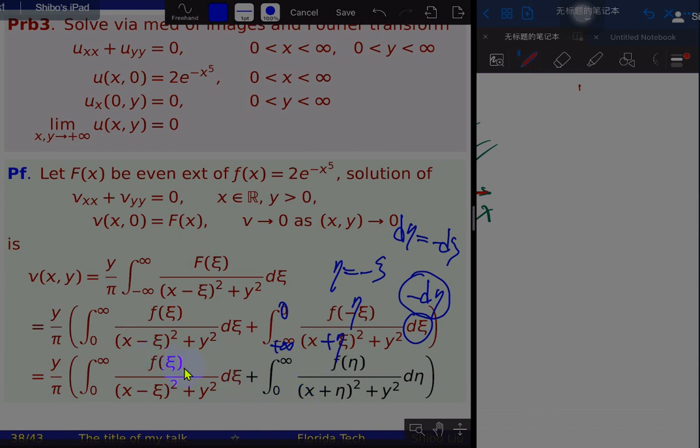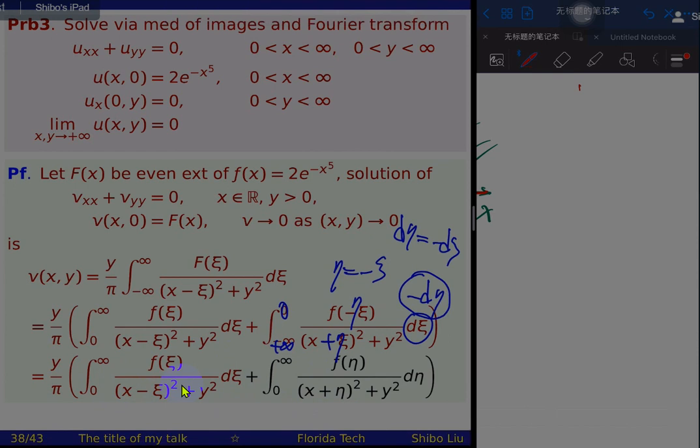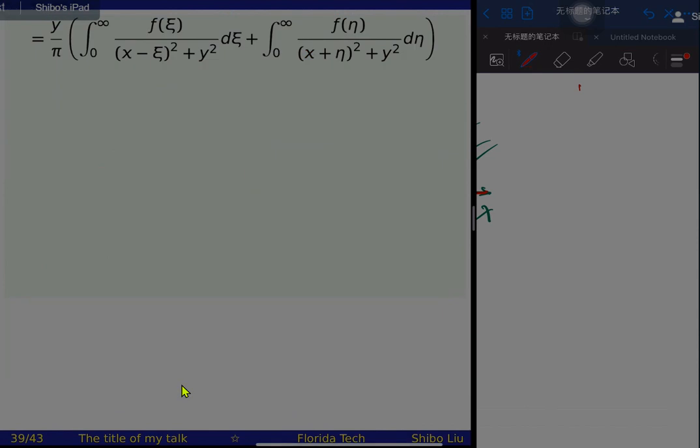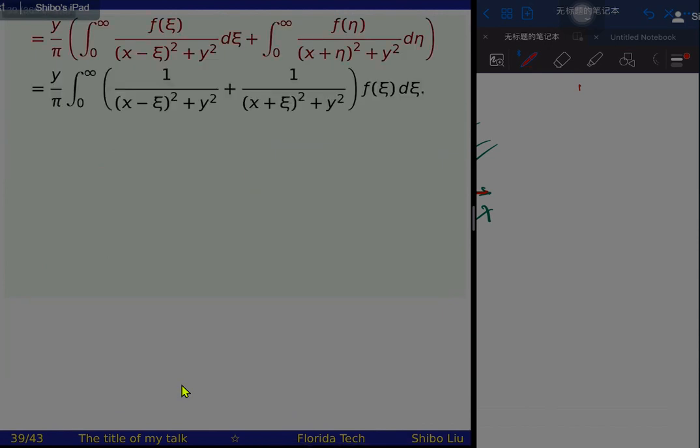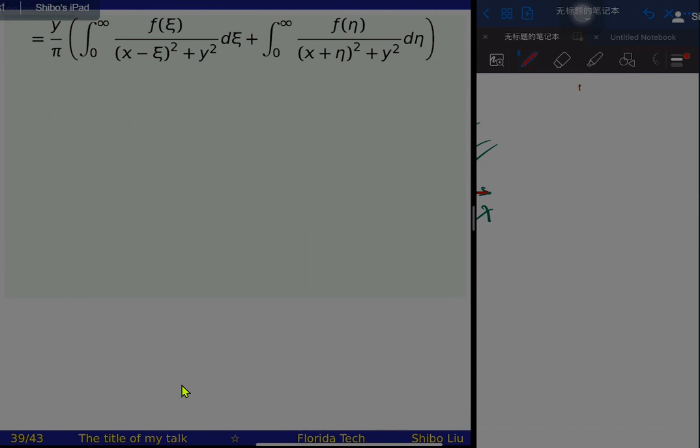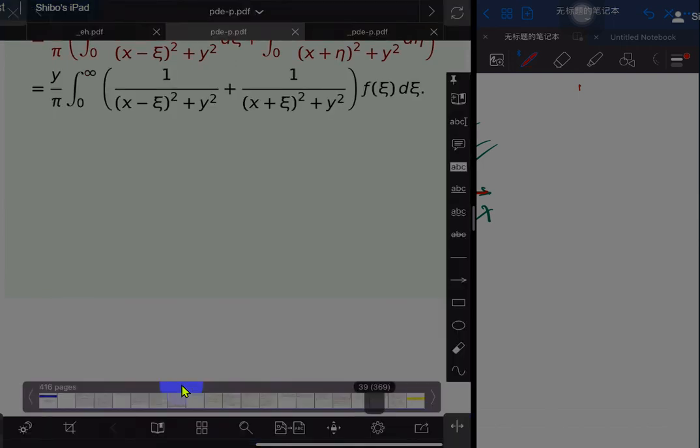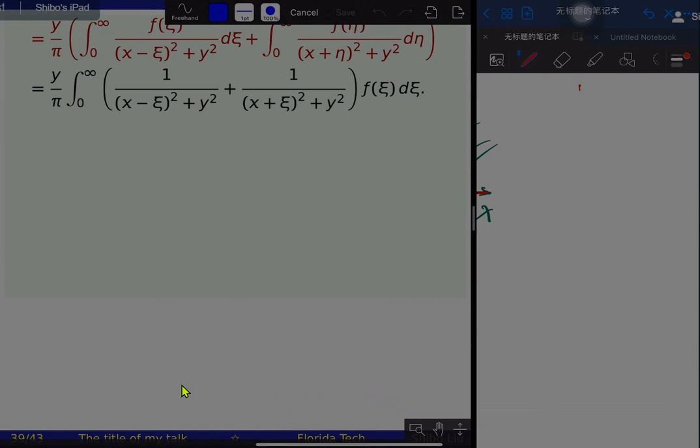But this is still too complicated because you have two terms. We want to combine these two terms. To continue our discussion, I copy the last line to the next page. That is here. So we can replace this integral.